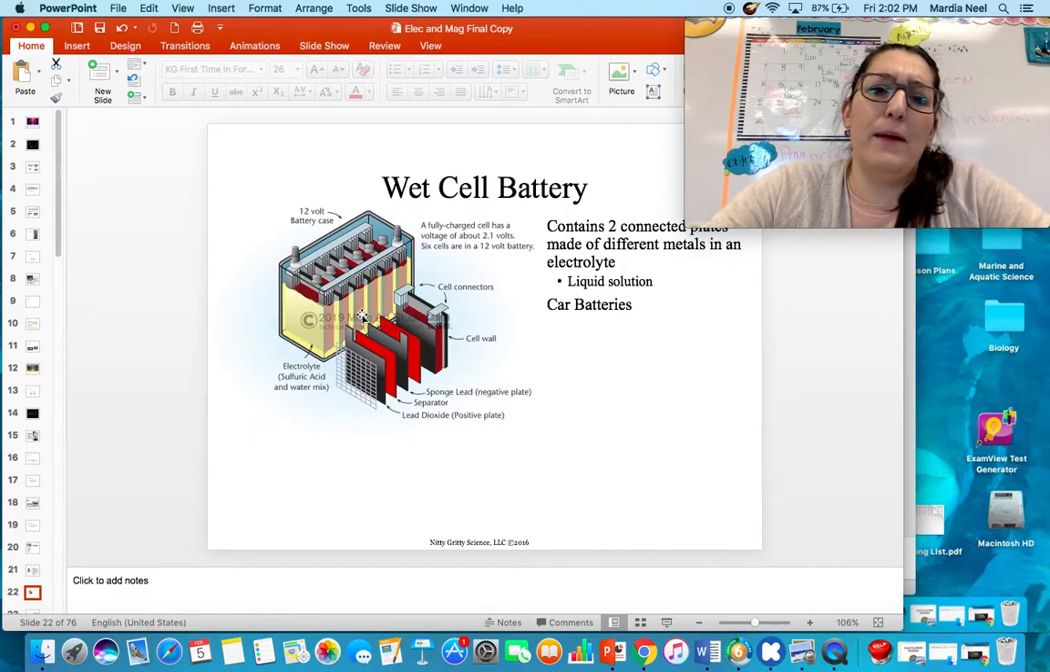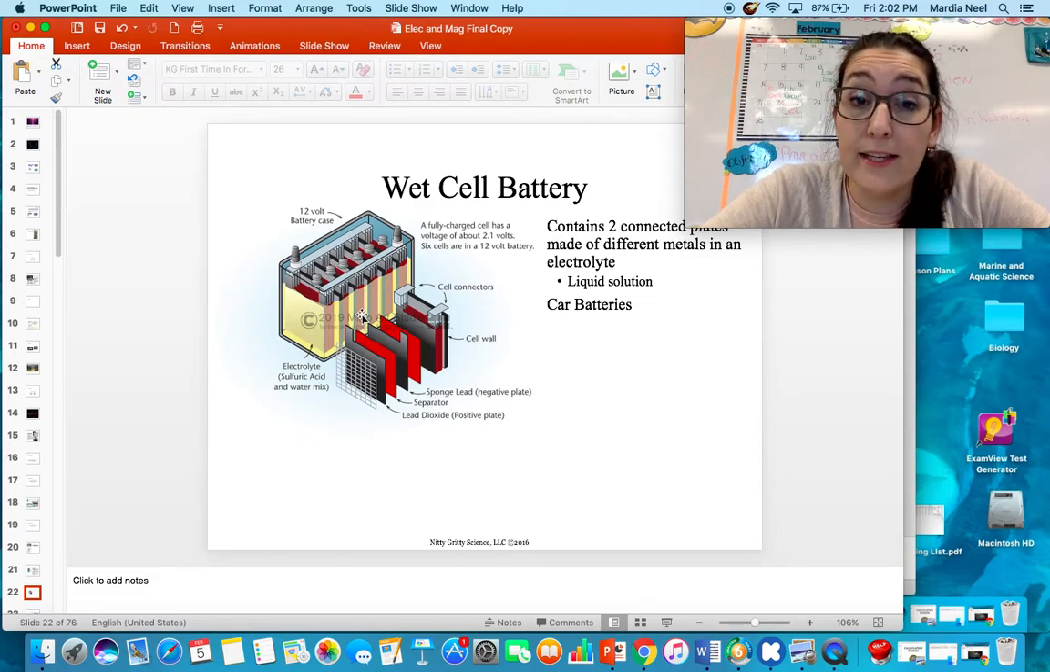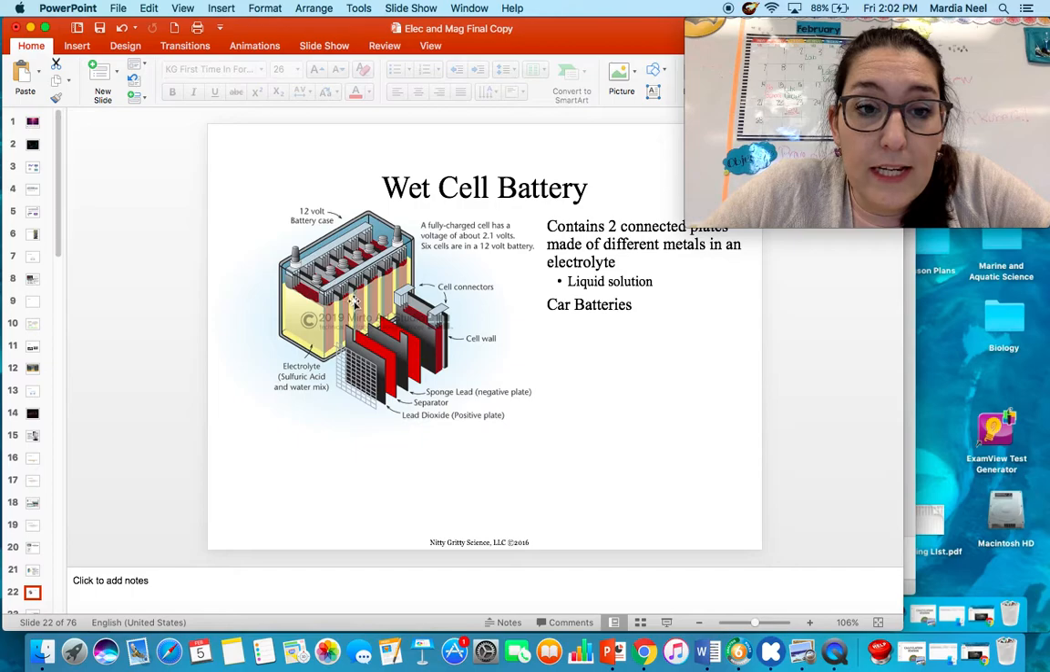There's also wet cell batteries. We're not going to get completely into wet cell batteries and how they work, but this would be like your four-wheeler battery, your car battery, these larger batteries that come in a box type situation. They contain connected plates made of different metals. So you've got all of your different metals in here. And then you've got an electrolyte liquid solution.